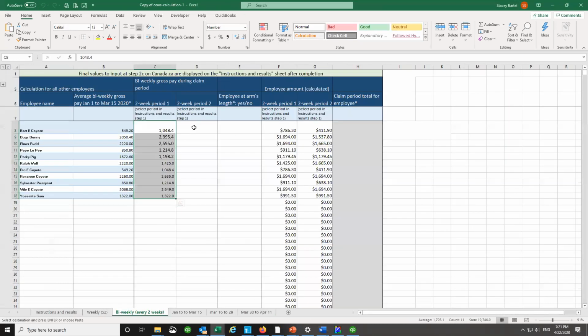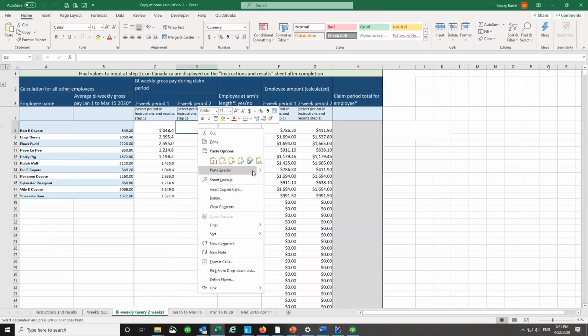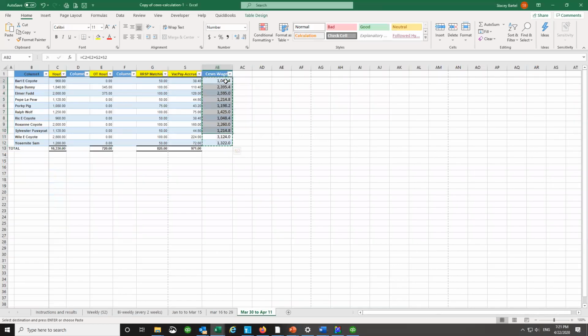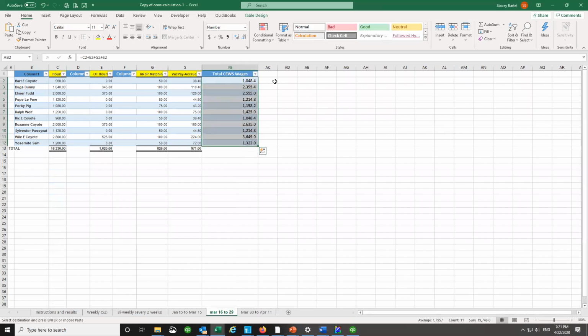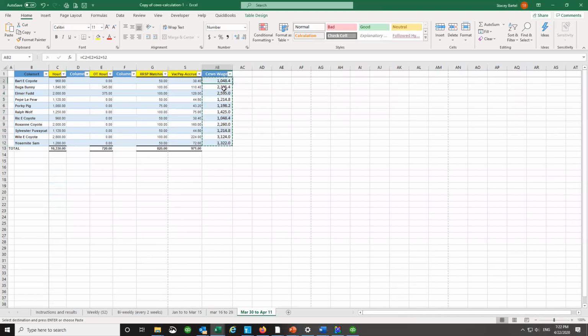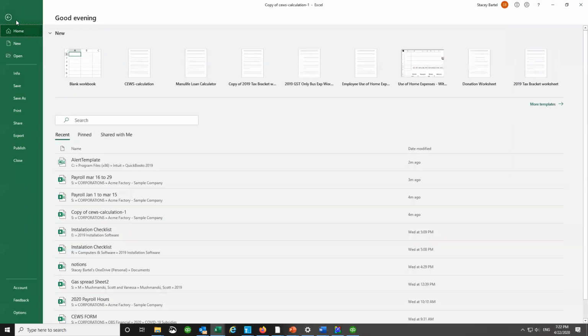We're going to go back to the biweekly. I'm going to put that back in here. Now, I just didn't put those in with the colors. No big deal. Okay. But let's make sure that everything's correct. So Bart was 1,048. He was 1,048. Right? And he was 549. So all these numbers.